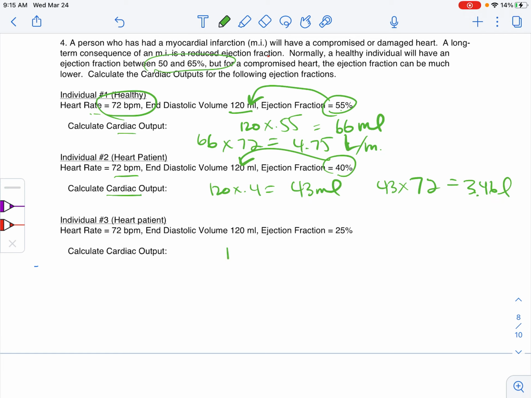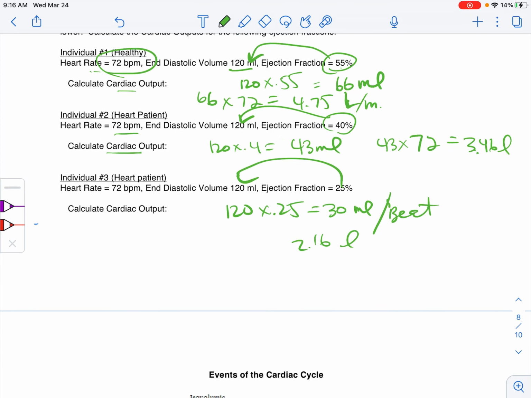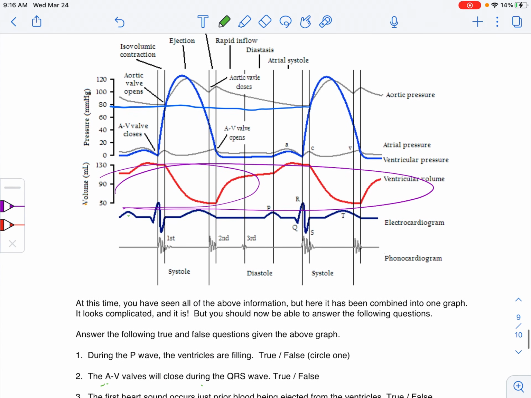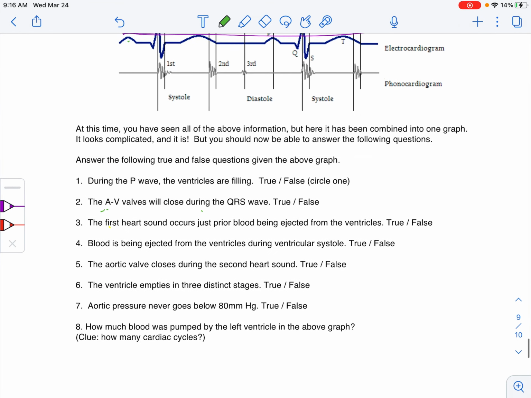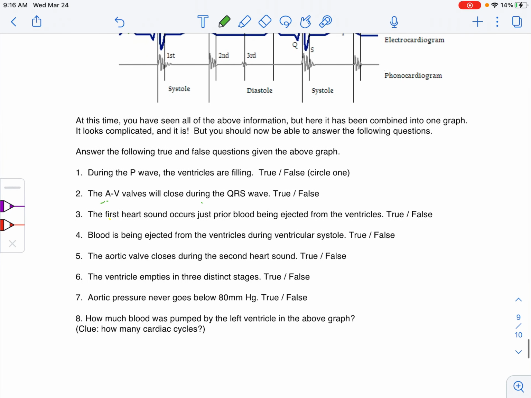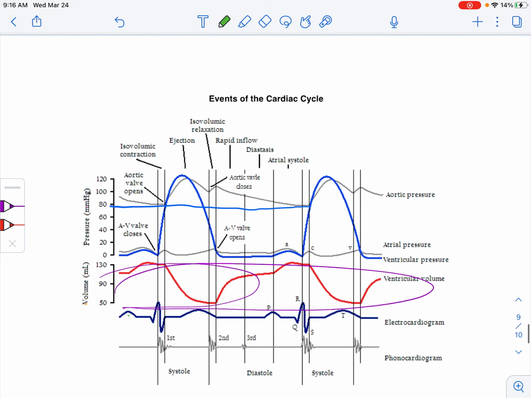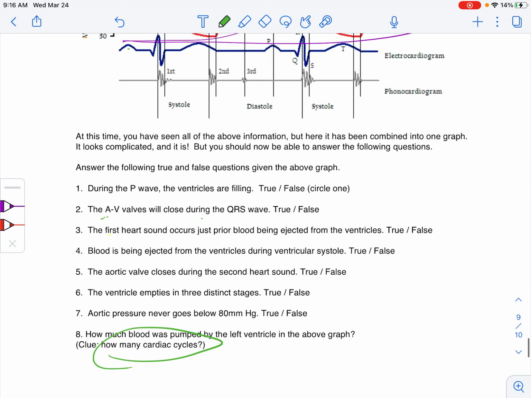And this person, just really quickly, it's 25% of 120, so 120 times 0.25 equals 30 milliliters per beat. And so what we get is 2.16 liters. Obviously, you can see 2.16 liters, that's not very much. That person's heart isn't really doing well. The rest, you need to figure out all on your own, okay? And the key is you've got to figure out the cardiac cycles on there. I am checking this, so there we go.